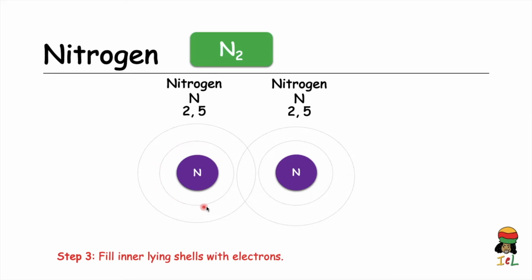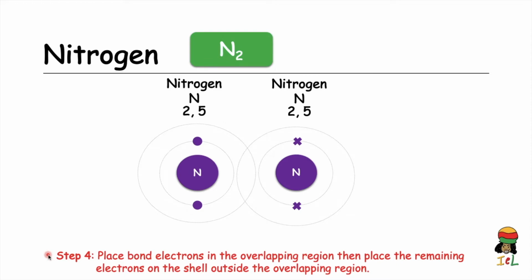Note that both nitrogen atoms contain one inner lying shell, which has a maximum of 2 electrons each. Step 4, place bonded or shared electrons in the overlapping region, then put any remaining electrons on the area of the shell outside of that region. Each nitrogen atom has 5 electrons on the last shell. To provide a visual, we have placed the 5 valence electrons, those are the electrons to be placed on the last shell, next to the information for the atoms.